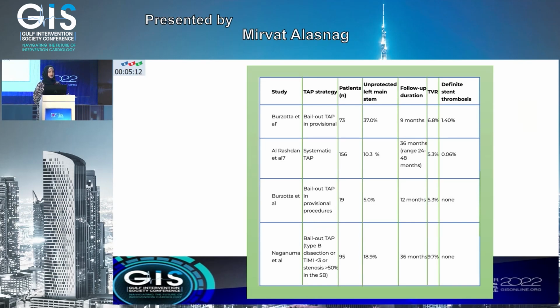anatomy. Unfortunately, a lot of the evidence for TAP technique comes from when it was used as a bailout. And hence, of all the two-stent techniques, the outcomes from TAP appear to be the worst. But they're not really the worst. You have to recognize this is not an upfront strategy in all this published data. The bulk of it was bailout, bailout, bailout, but not really an upfront strategy.